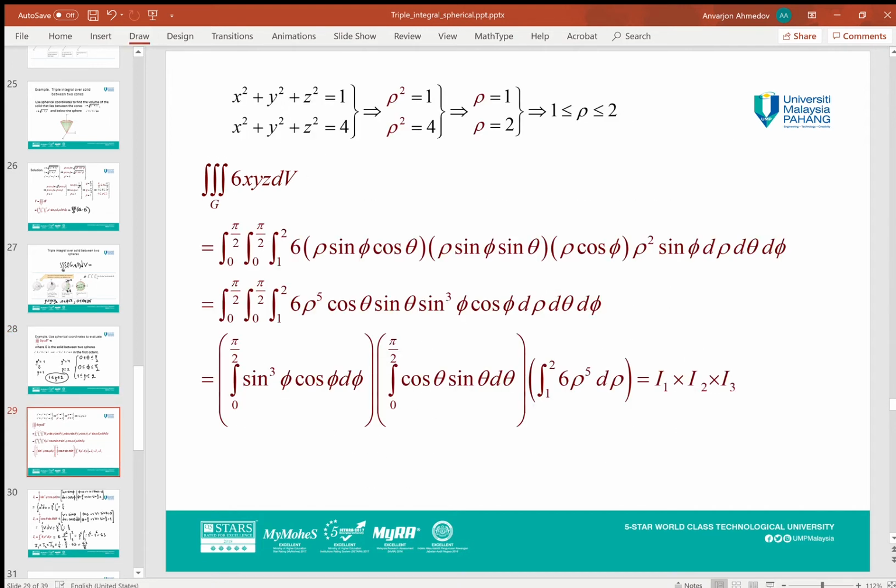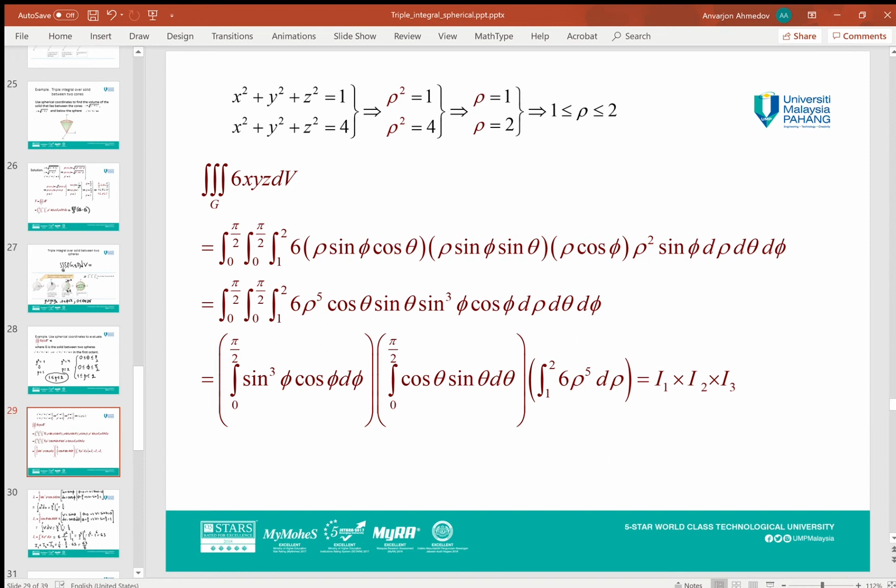Then we can calculate our integral. Here, we replace x, y, z by their values in spherical coordinates and limits according to our calculation in the previous slide. Then we can collect the cosine theta, sine theta function, which contains theta, which contains phi, which contains rho separately. Then we have to calculate three iterated integrals separately. The first one I denote by I1, the second by I2, the third by I3.